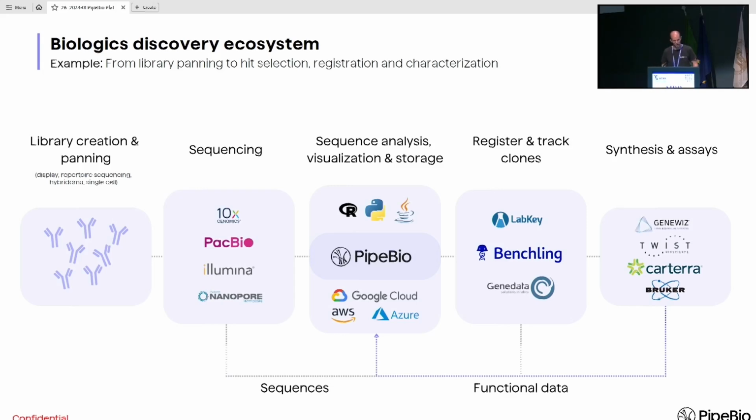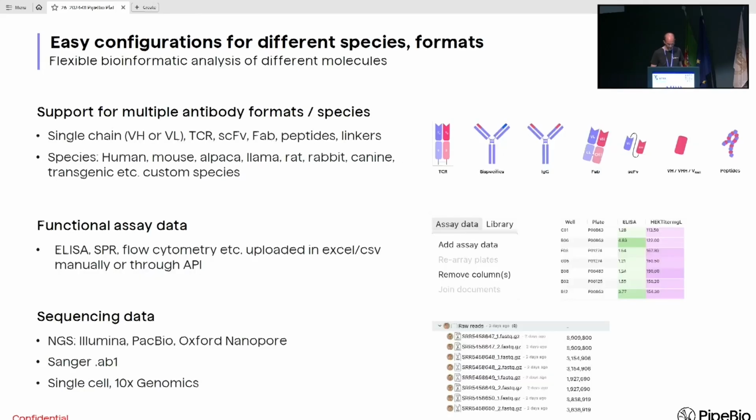Wet lab scientists do not like to use the API, so they typically use drag and drop. We do all the analysis, they analyze a lot of the data, they do all the hit picking. When they have done that, they can register their sequences in Benchling, LabKey, Genedata, whatever they prefer from an ELN perspective. Then they want to do additional characterizations, probably with Carterra, doing some SPR and whatnot, and there's basically a feedback loop back into PipeBio or some of the other registration systems.